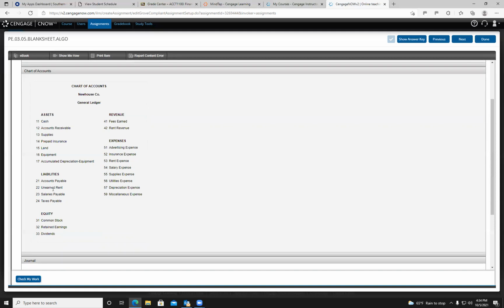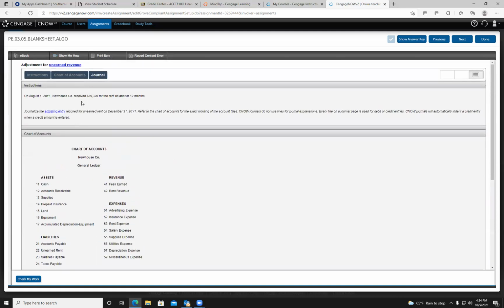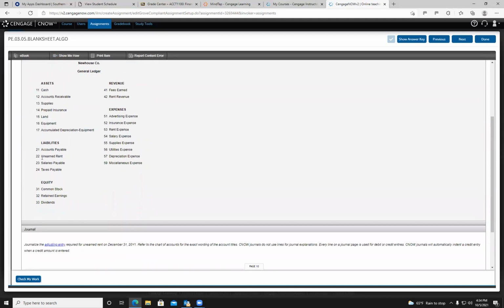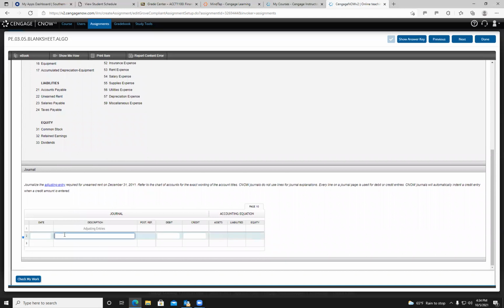So when we initially recorded this payment in August, we credited unearned rent because it's a liability. It's just like setting up a payable. You initially credit, and that's how you increase the liability. We're actually decreasing this liability because we're now saying we've earned 5 months. So we need to decrease this liability, so we're going to debit unearned rent. Put in our amount that we calculated.